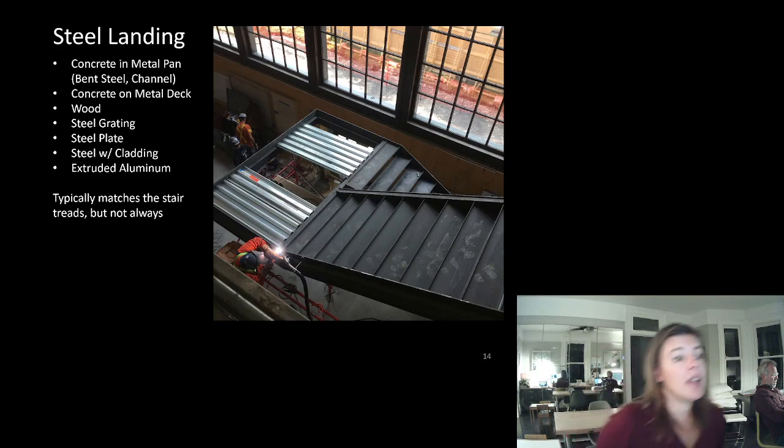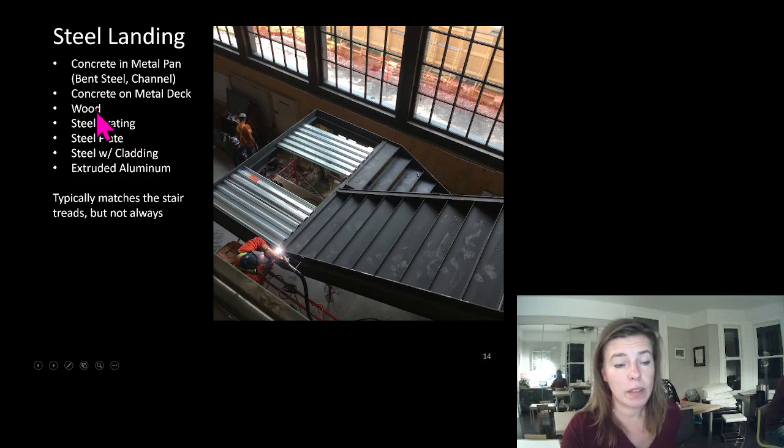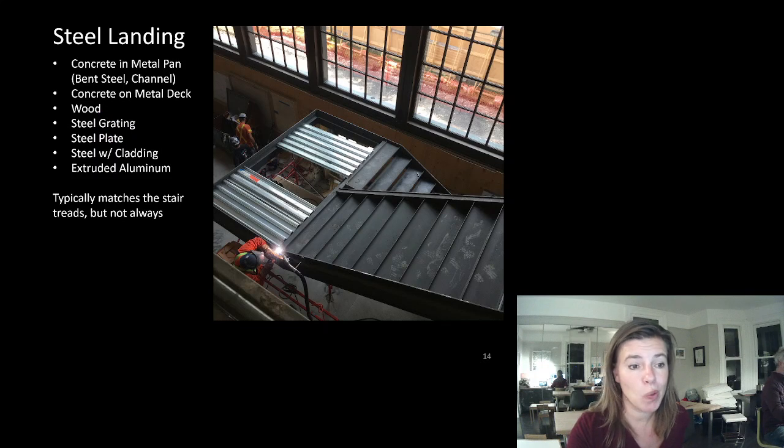Landings. We can do concrete on metal pan. So that's this stair here. This is metal deck sitting in a steel frame, and then concrete came and got poured on this at a later date. We could do concrete, this one was concrete on metal deck. You can do concrete on metal pan. This one was large, so we wanted the metal deck. If it's a small enough landing, you can do metal pan similar to the stairs or to the treads. You can do simple wood if your stair is wood. So you saw that one where we had a wood landing a minute ago.